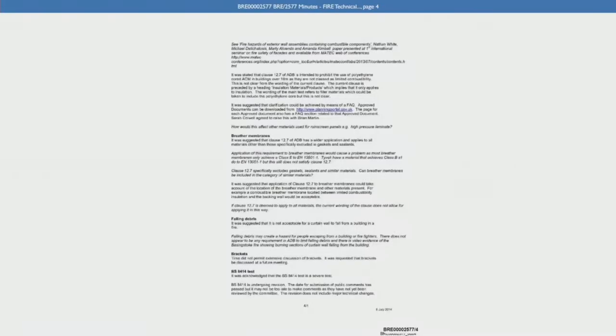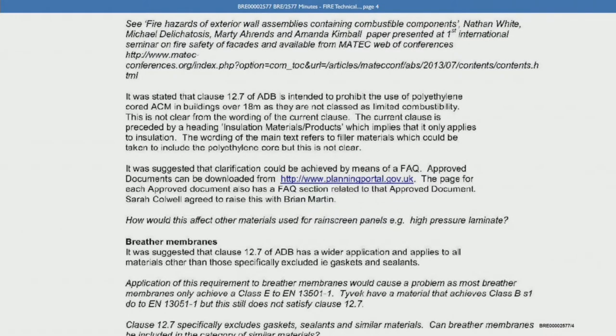Yes. Now then, could you just expand the top third of the document? That would be a help, please. There we are. It's the paragraph which begins, it was stated that clause 12.7 of ADB, etc. Do you remember that? Yes, yes. And it reflects a discussion at the meeting about the use of ACM panels, as you can see in the second line, above 18 metres.